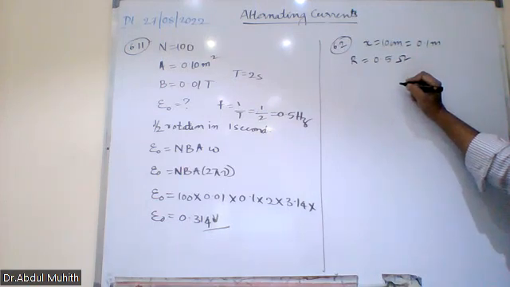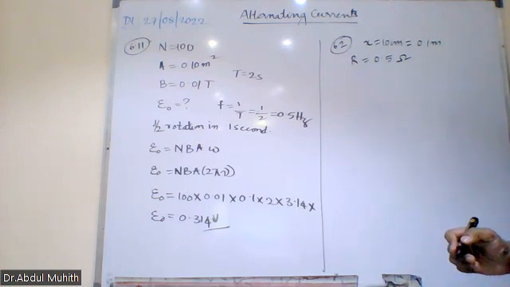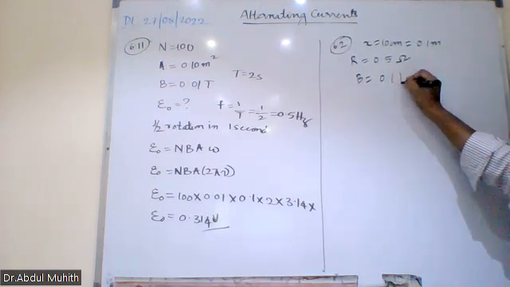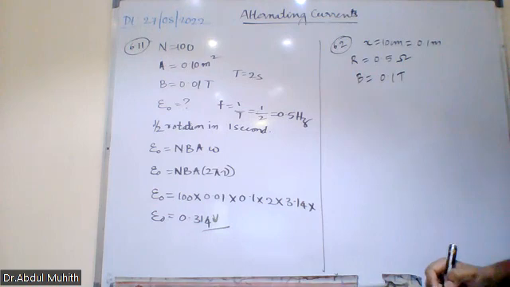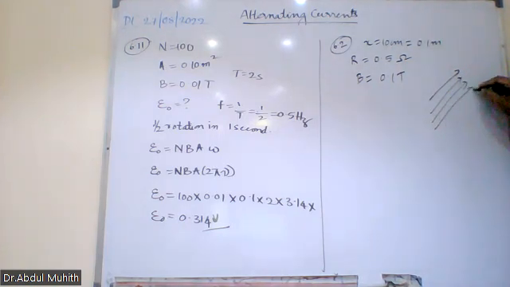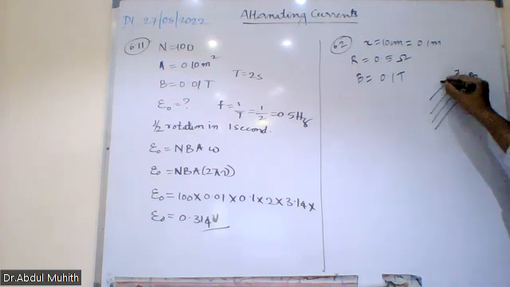Is placed vertically in the east-west plane. A uniform magnetic field of 0.1 Tesla is set up across the plane in northeast direction. So northeast means what? Here in this way, right? This is the magnetic field, in the northeast direction, and the plane is vertically in the east-west plane, like this.